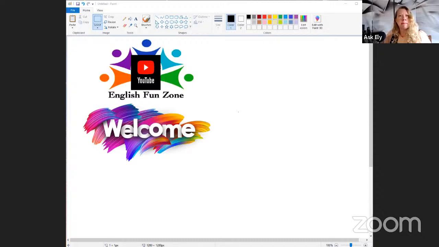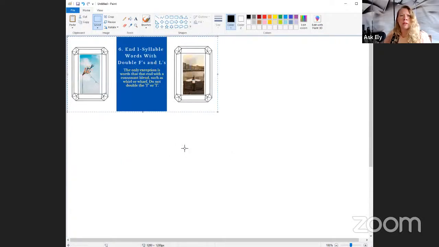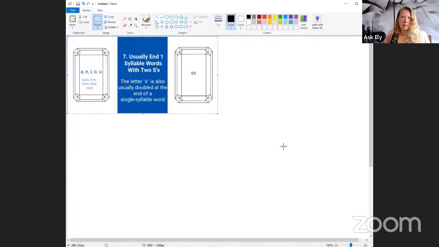Where are we? Here we are. So Monday, I told you about this rule. This is the rule we looked at on Monday about double L and double F, right? So today we're going to start with the next rule, which is double S. Usually the letter S is also usually doubled at the end of a single syllable word.